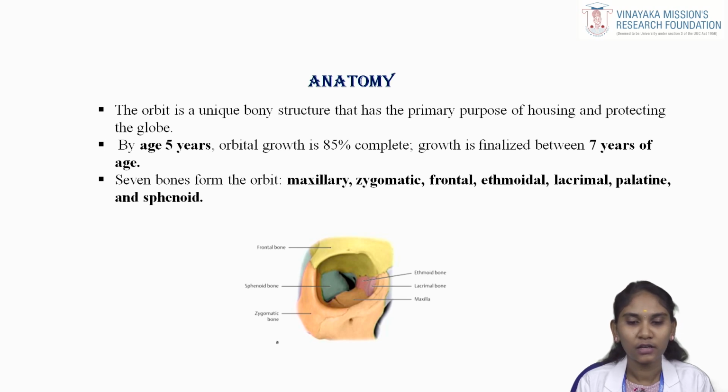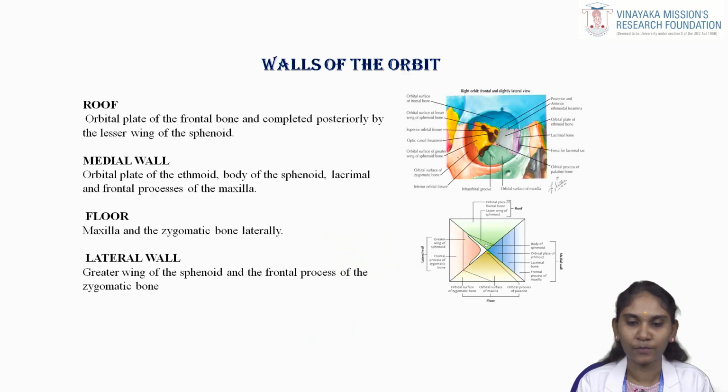By the age of 5 years, your orbital growth is 85% complete, and the growth is finalized by 7 years of age. The bones forming the orbit: there are totally 7 bones forming the orbit. They are the maxilla, zygoma, the frontal bone, ethmoid, lacrimal, palatine, and the sphenoid bone. This is very important, the 7 bones forming the orbit.